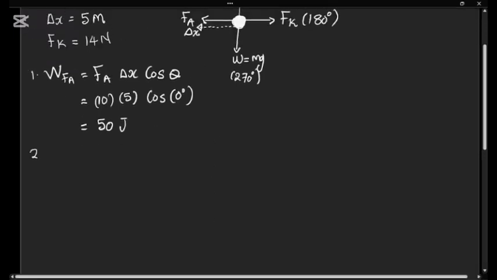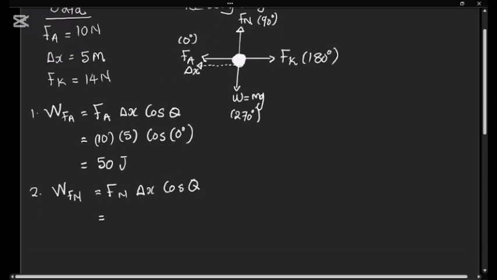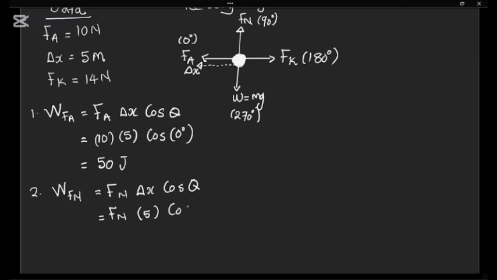Number 2, we calculate the work done by the normal force. So work done by the normal force will be equal to the normal force multiplied by change in x cos of theta. You plug in. But if you check, you are not given the normal force, so you put it as it is. Delta x will be 5, cos of 90. According to trigonometry, cos of 90 is equal to 0. So anything multiplied by 0 will give you 0, which means the work done by the normal force is equal to 0 joules.